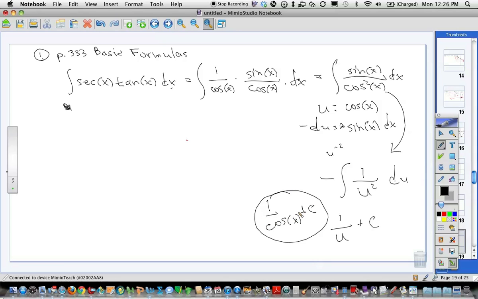Now you could just leave it like that. If you went the u substitution route, you could just leave it 1 over cosine x plus c, and that'd be fine as your final answer. Okay? But if you happen to know that formula, you could have just done it without even doing u substitution.